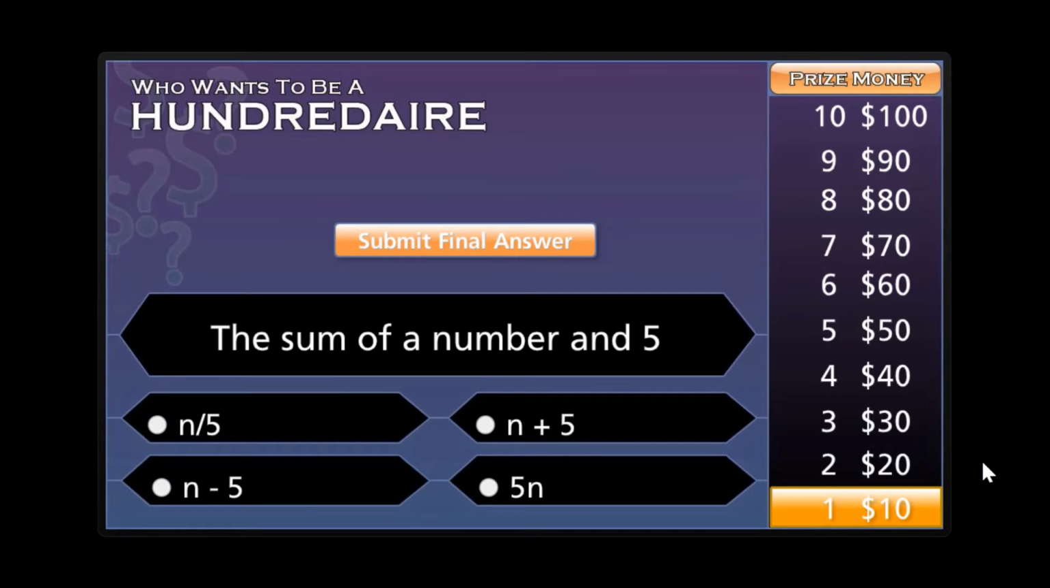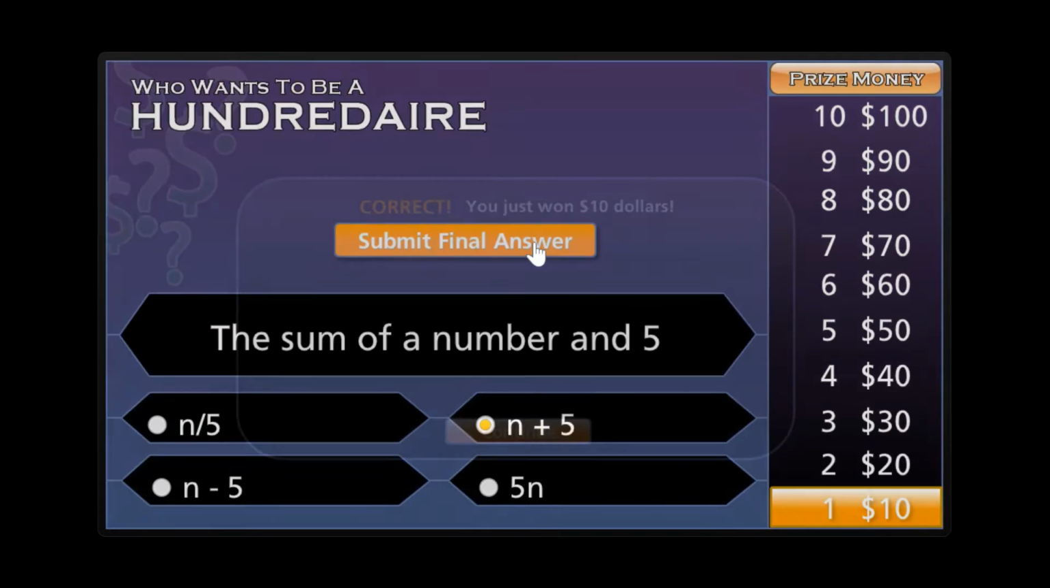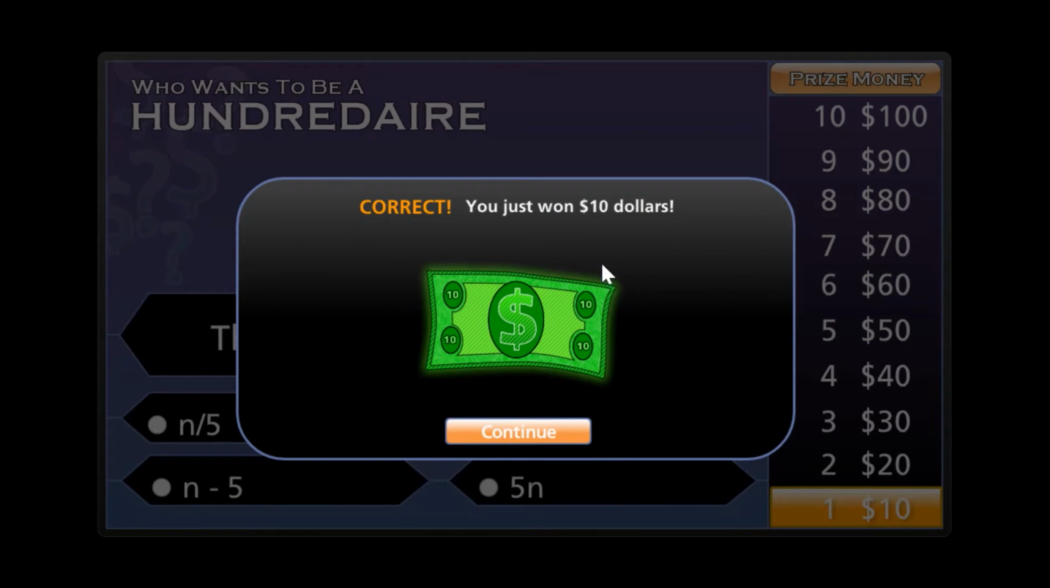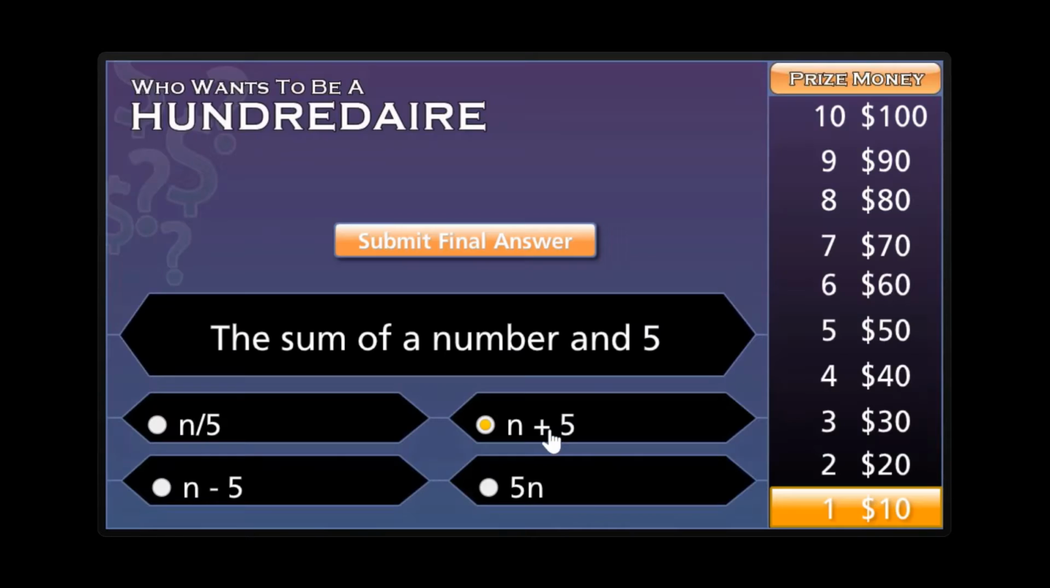The sum of a number and 5. Okay, well, this one is pretty easy. Sum is basically addition, so it has to be this one. Okay, so we got $10. Let's continue.